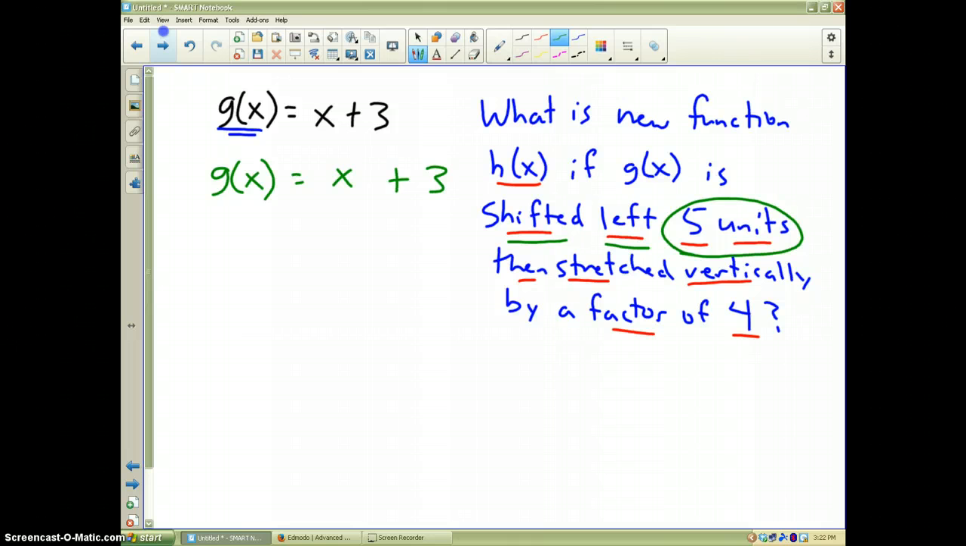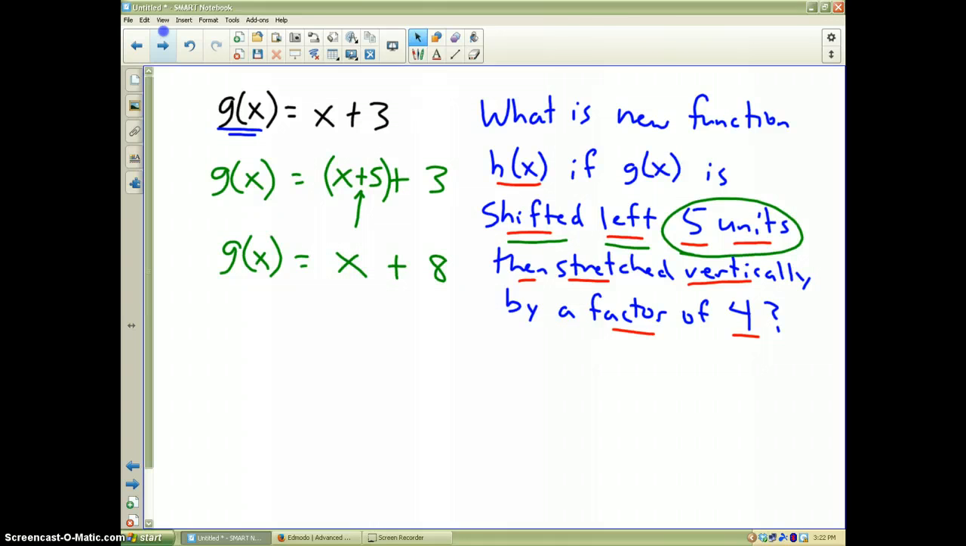From a prior lesson, we learned that in order to shift something to the left, you take the x and put it in parentheses, and left means that you add 5 to it. Addition means the opposite of what you think. Addition shifts the graph to the left. So now our function, after the first transformation, when we combine like terms, becomes x plus 8. That will shift our graph to the left 5 units.